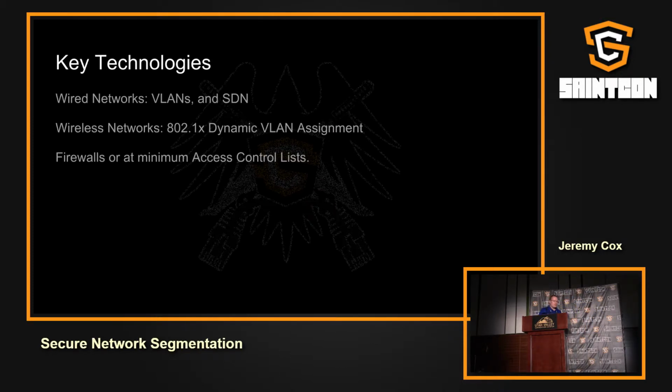Key technologies: you're talking about VLANs, you're talking about software-defined networks, mostly in data centers, sometimes not in the data center, in the edge. You're talking about wireless networks, 802.1x, okay, dynamic VLAN assignment on 802.1x, and firewalls, or at a minimum between those networks, access control lists. So say you don't have a firewall you can put in between, fine. At least use some ACLs on your router to control access, because that is at minimum one of the most important things you can do.